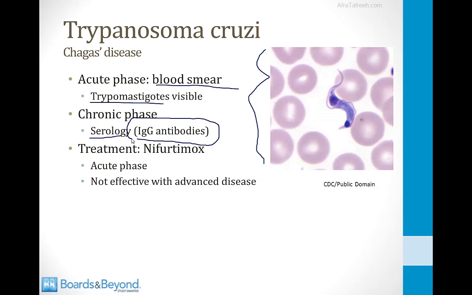There is a treatment for the acute phase. It's a unique drug called nifurtimox. It's only used in the acute phase. It's not effective in advanced disease. Mostly in advanced disease, what you have to do is support the failing heart and treat the problems in the esophagus and the colon with supportive care. There's really not any type of antibiotic to reverse those problems.